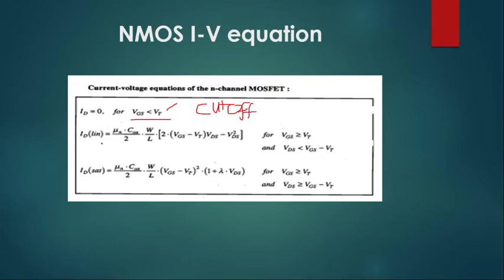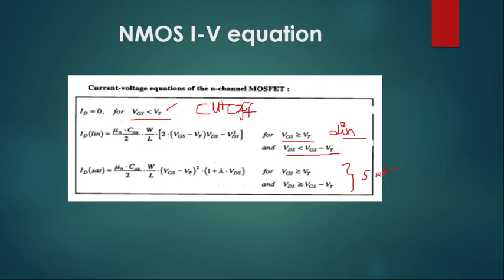Second is the linear current equation. It is mu n Cox upon 2 W by L, twice of (VGS minus VT) into VDS minus VDS square. This is your linear current equation for NMOS. For linear current the condition is VGS should be greater than or equal to VT and VDS should be less than VGS minus VT. This is the condition for linear, and the next is the condition for saturation.